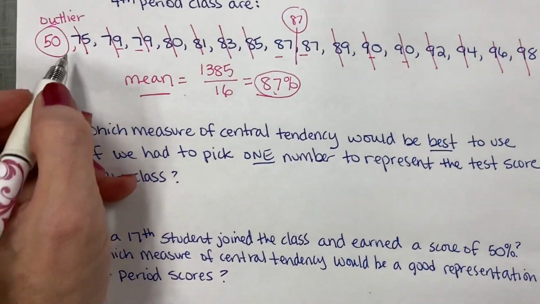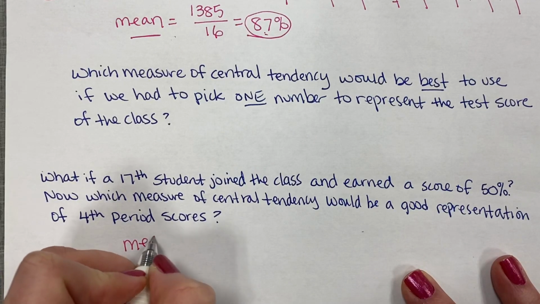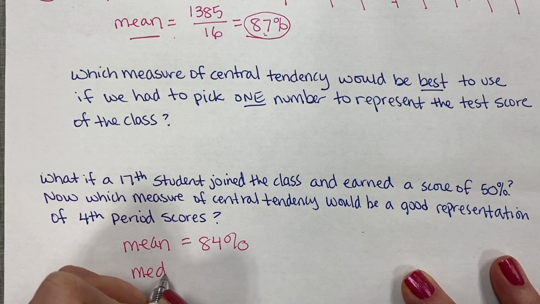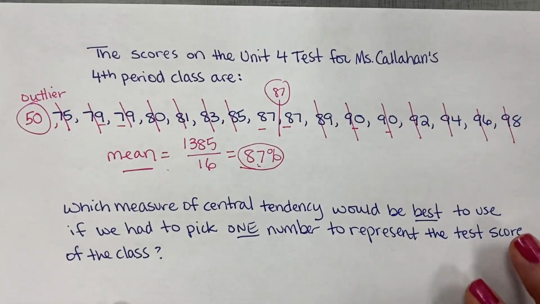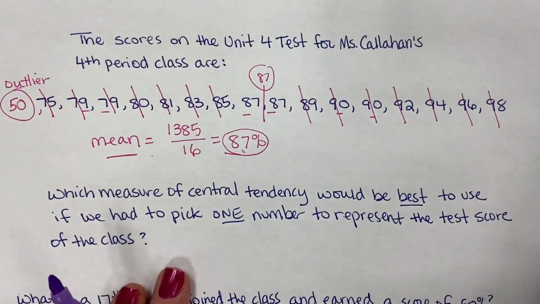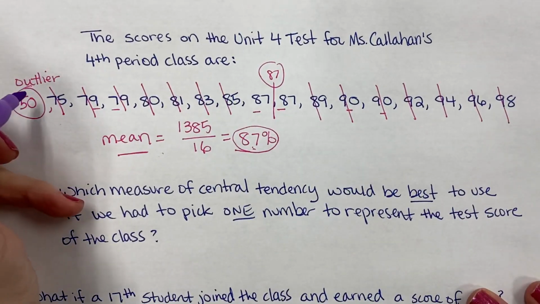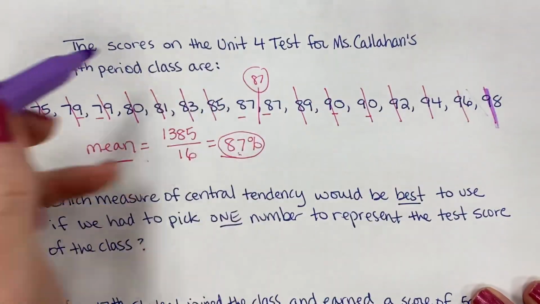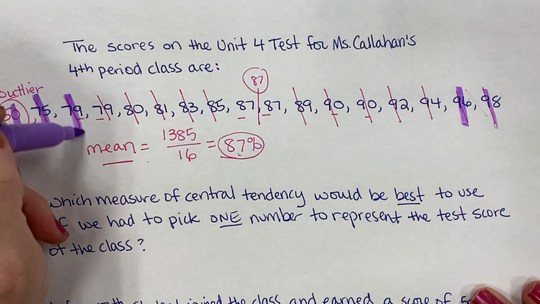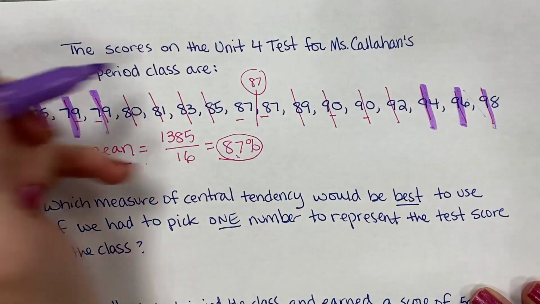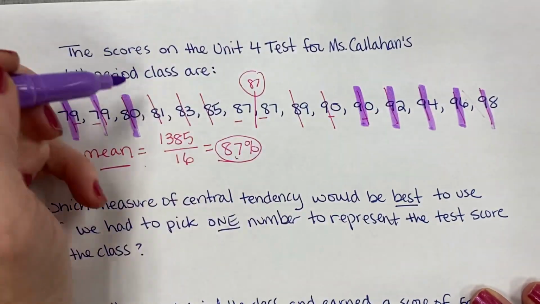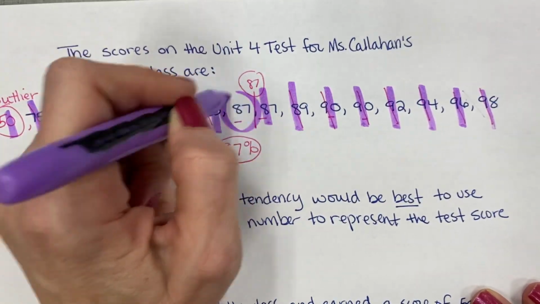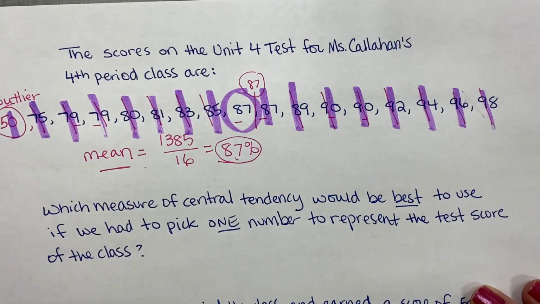So with the new student, the mean is now lower at 84%, but the median, what would happen to the median? Well, let me get a new marker here. The median, let's see, now we'd be crossing the 50 with the 98, the 75 with the 96, the 79 with the 94, the 79 with the 92, 80, 90, 81, 90, 83, 89, 85, 87, boom. Dead center on 87.